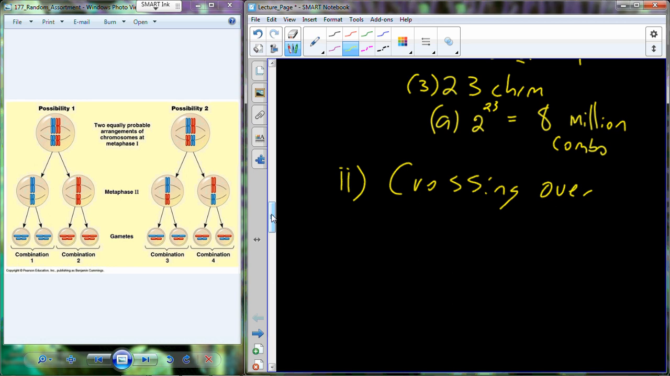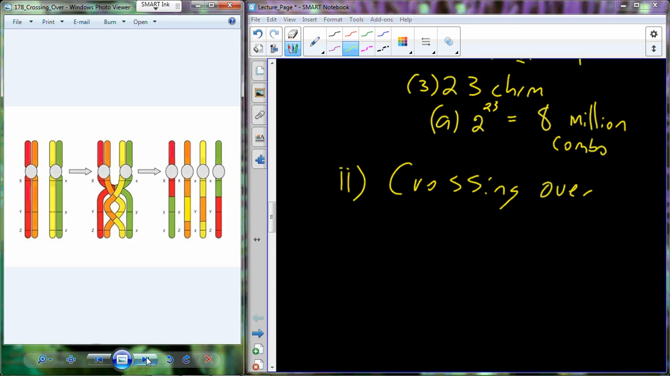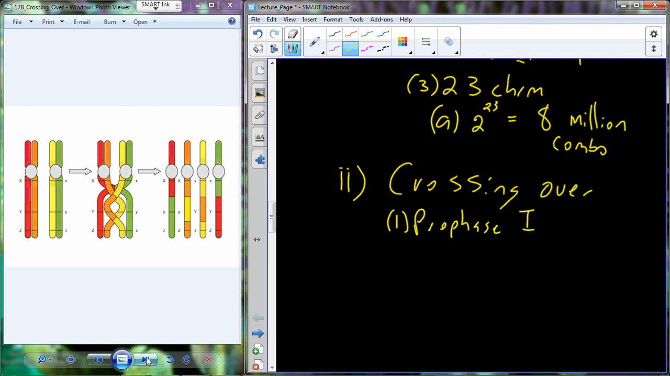But we don't actually end there. We are going to go to crossing over as well, a huge crossing over to increase our genetic variation. So here's a picture of what crossing over looks like. Crossing over occurs in prophase one. As the chromosomes condense in prophase one, as we lead towards the formation of the metaphase plate, we're going to have points of contact on our chromosomes. These points of contact are called chiasma.